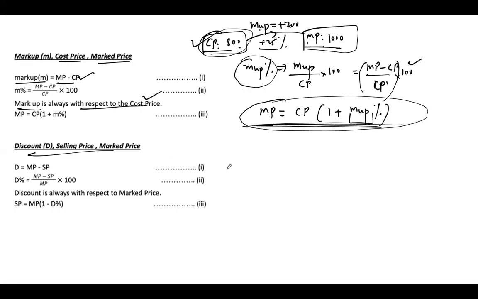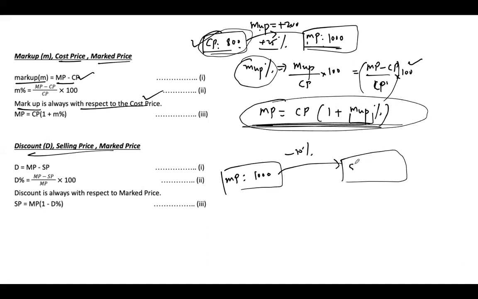Let's say the marked price was 1000, and you gave a discount of, let's say, 10%, and this was the selling price. Value wise, this was 100. So what was the value of discount? 10%, 100 rupees: marked price minus selling price, 1000 minus 900.